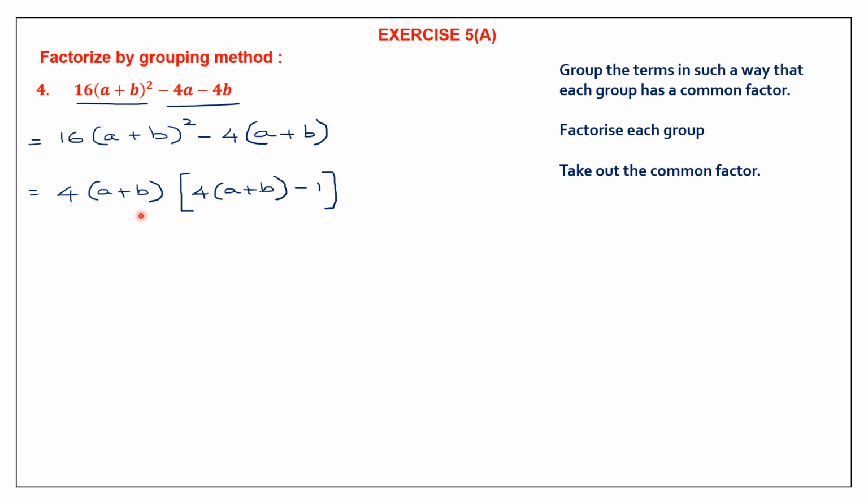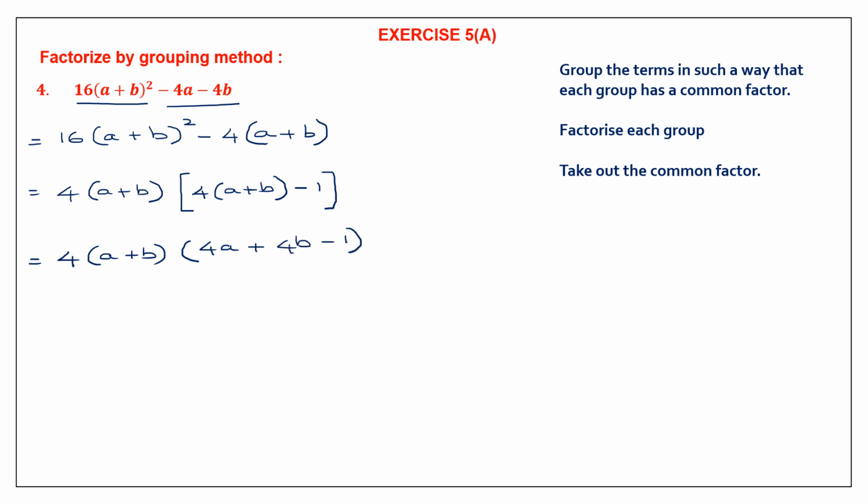Now this we can write as it is. That's our first factor. So let's write 4 into a plus b. Now we're going to remove brackets here and simplify it. So here we have 4 into a plus b, which is 4 into a, which is 4a, plus 4 into b, which is 4b, minus 1.